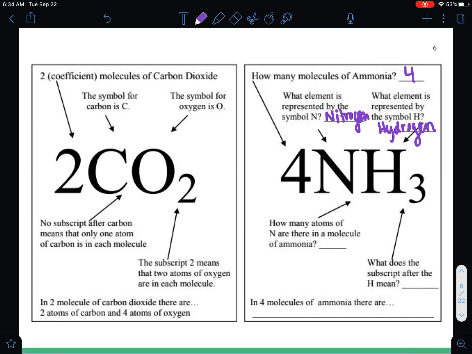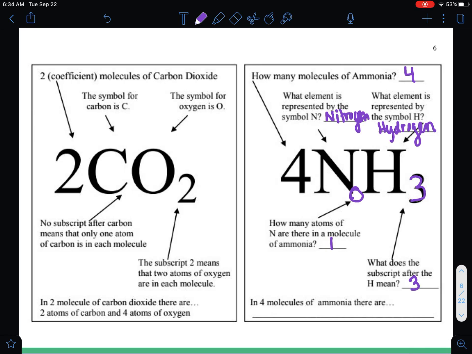All right, how many atoms of N are there in a molecule of ammonia? So there is no subscript after N, but simply because there is an N there, we know that there is at least 1. So there is 1 nitrogen atom in a molecule of ammonia. And this 3 tells us there are 3 hydrogens.